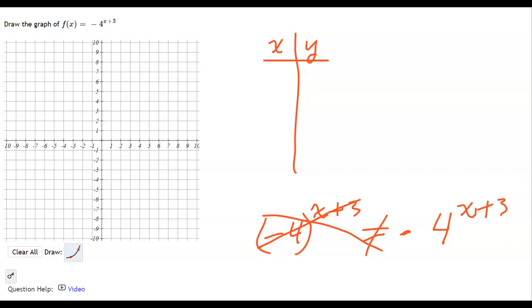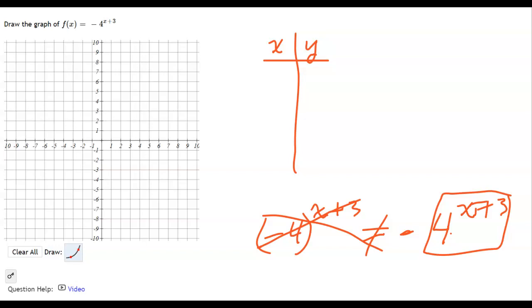So this one where the negative's out in front, we apply the power to the 4 first, and then we apply the negative. So again, if you plug in a 0 for x, you're going to get 4 to the 3 as an exponent, and 4 to the 3 ends up being 64. So that's going to be a -64.